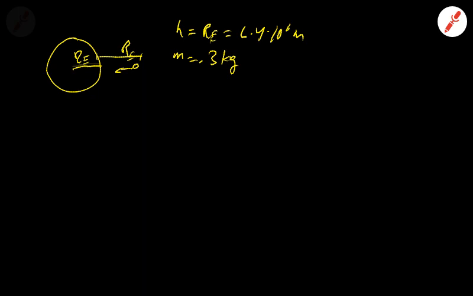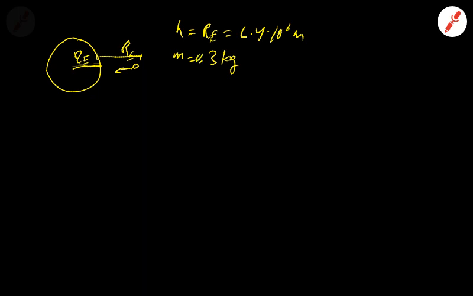So I have, this is the radius of the Earth. And let's imagine that I drop my ball from another radius of the Earth. So this is that distance as well. So my height is also a radius of the Earth in this case. So my height is about 6.4 times 10 to the 6 meters. And then I drop the 0.3 kilogram mass from that height.